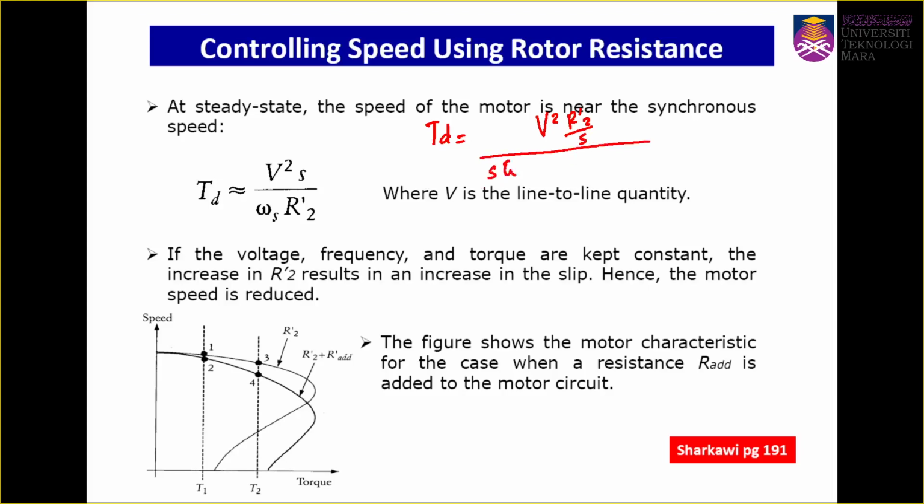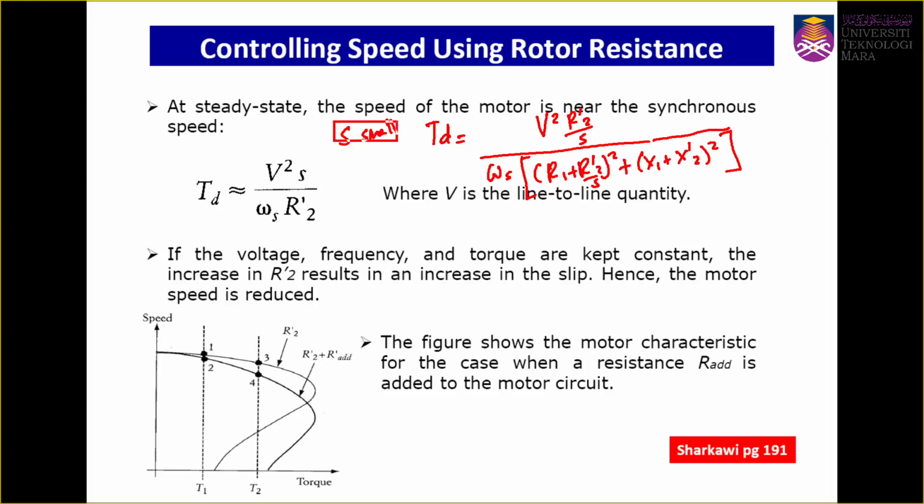omega S multiplied by R1 plus R prime 2 over S squared plus X1 plus X prime 2 squared. So this is a long equation. So if you consider that at steady state, your S is very, very small. S is very small. Okay.